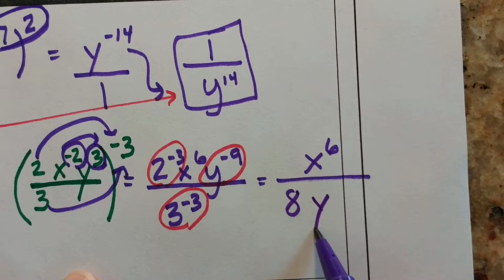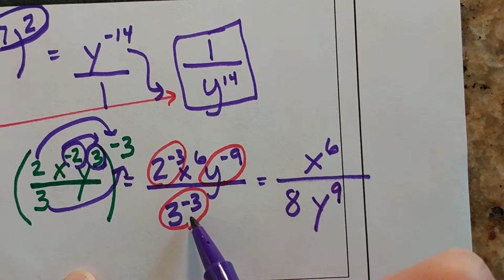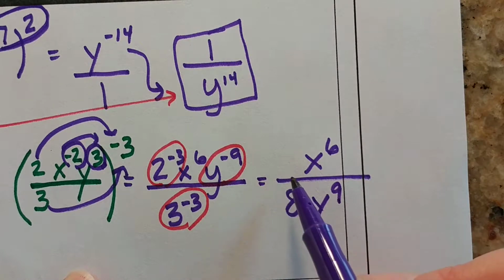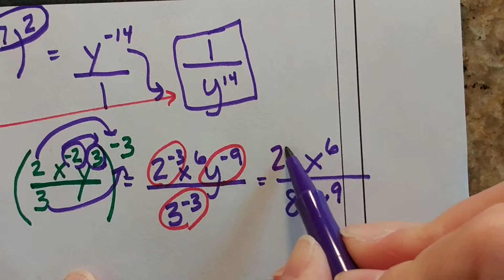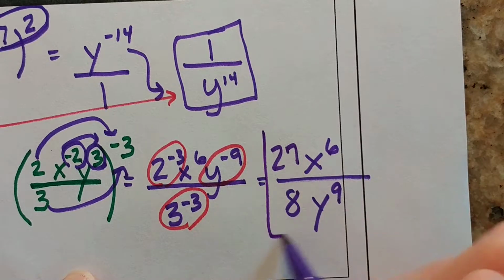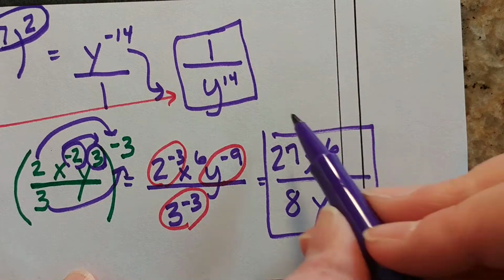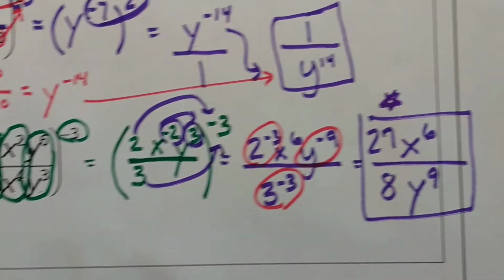Y comes downstairs, 9th. Now this comes upstairs. When it goes upstairs, it becomes 3 to the positive 3rd power. 3 times 3 times 3, 27. Now everything has a positive exponent. There's only one x, there's only one y. Everything's simplified. Final answer.